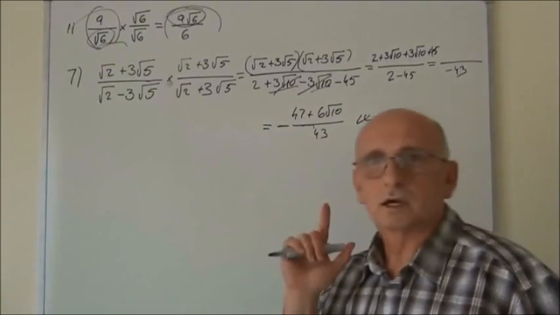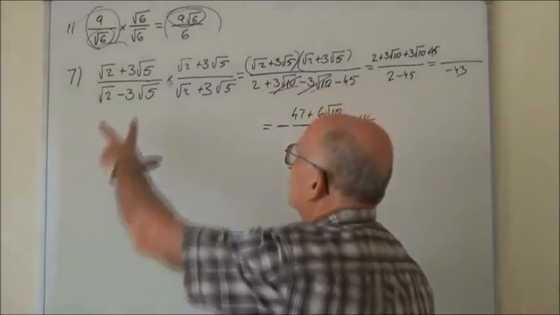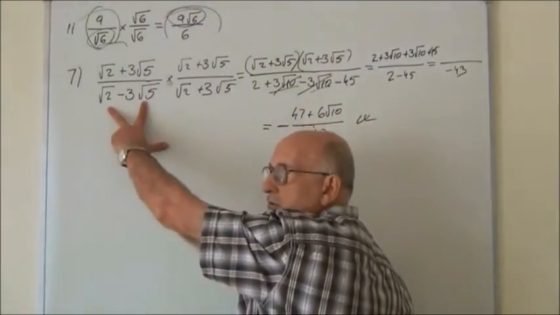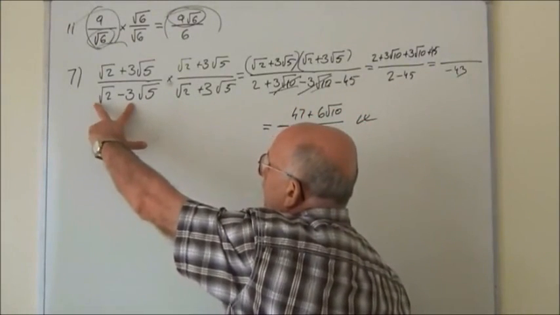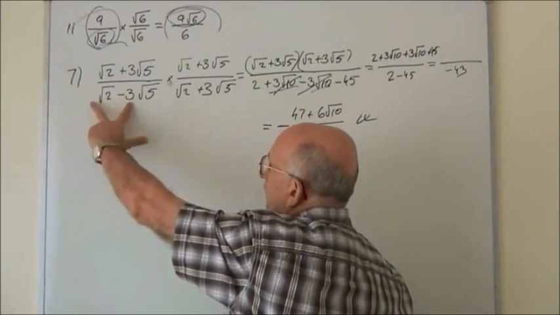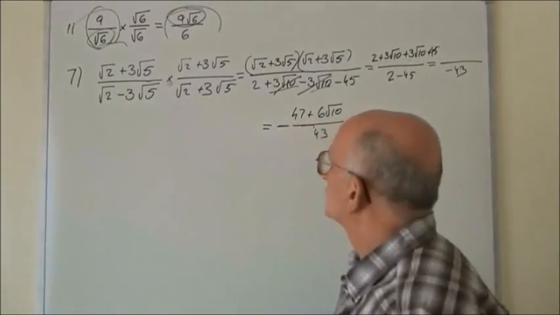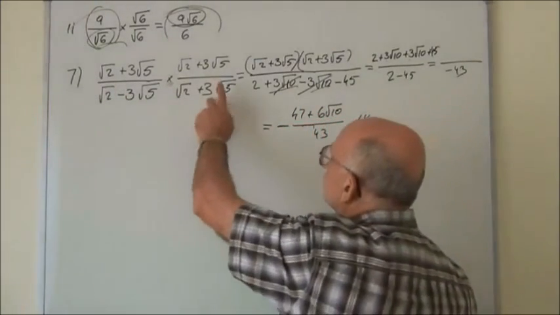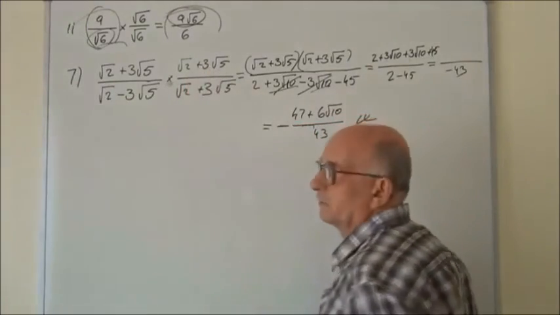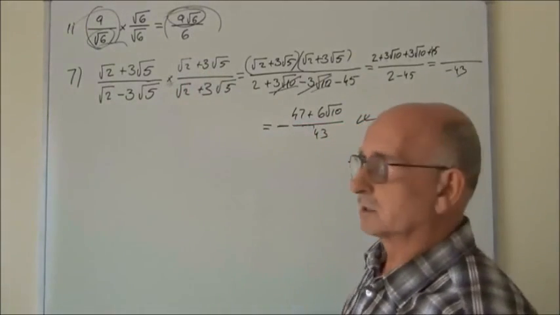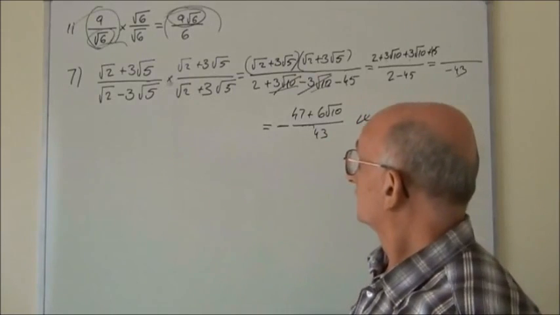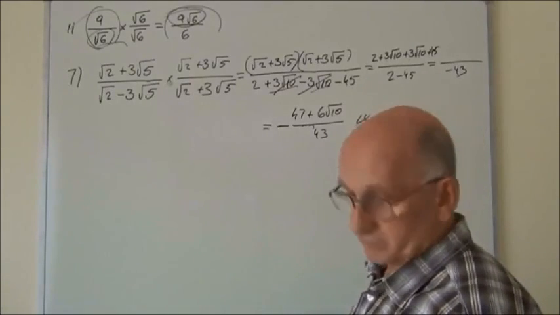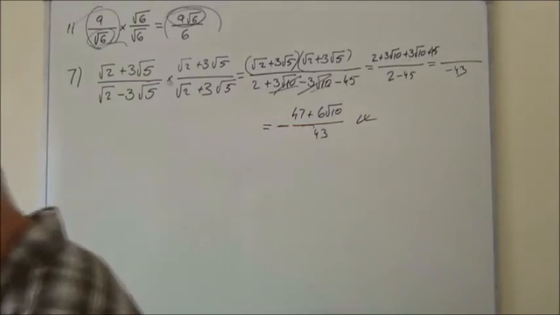So once again, remember, when you have two surds, and if you have numbers in front of a surd, then you have to include that number here when you rationalize a denominator. Otherwise, you can't get rid of a square root.